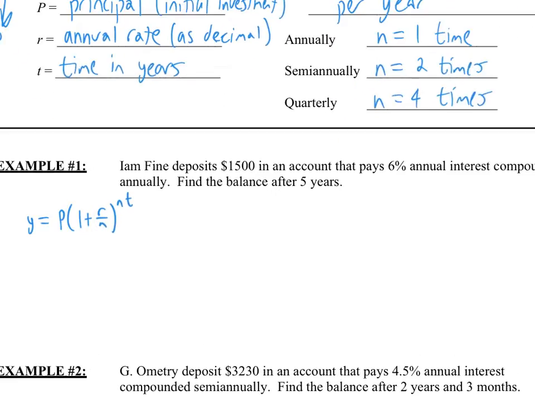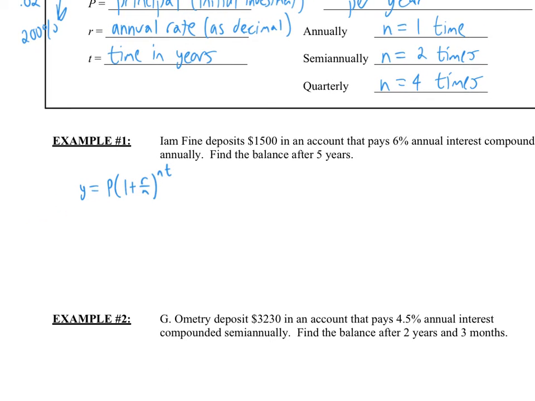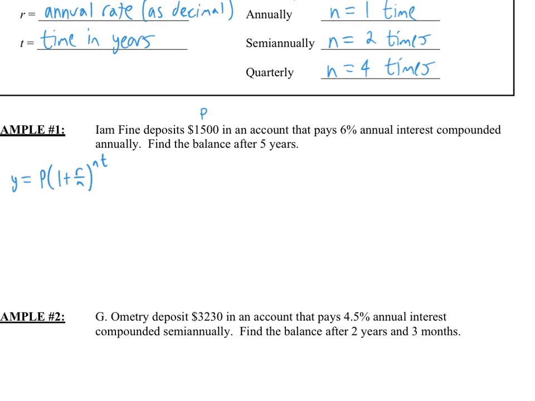So we need to figure out all these different things here. What do we start with? What's our starting investment? Well, our P is going to be $1,500. That's what we started with invested. What's our r? It's 6%. Well, what's 6% as a decimal? We have to convert it to a decimal. It's 0.06. Good. Compounded annually means n equals 1, that's the number of times it's compounded. And our time is 5 years.